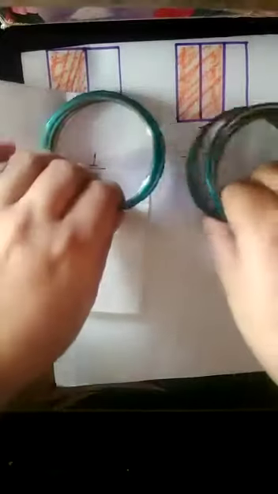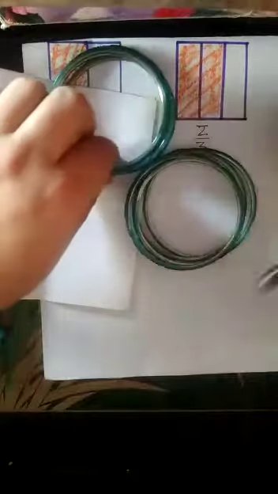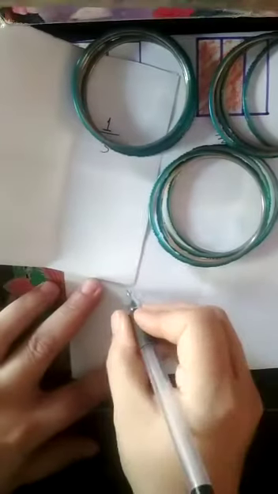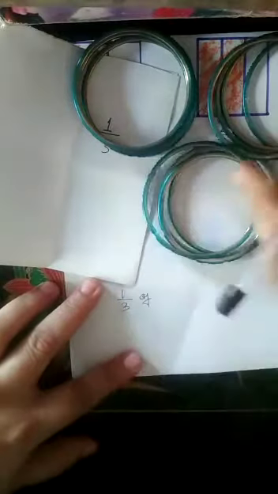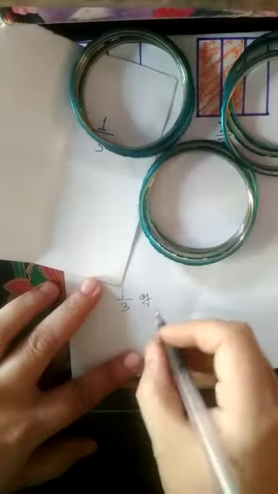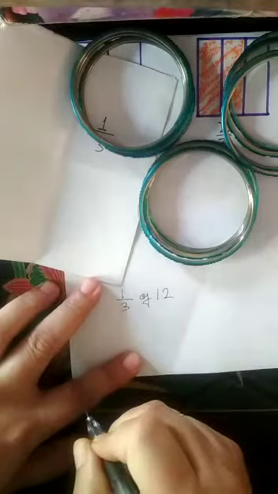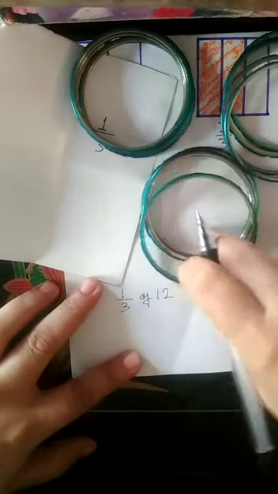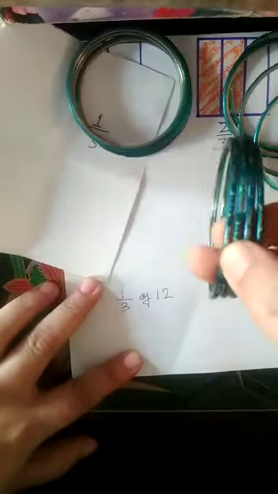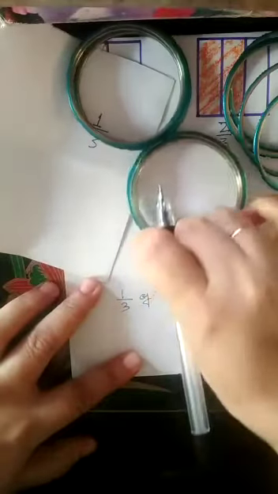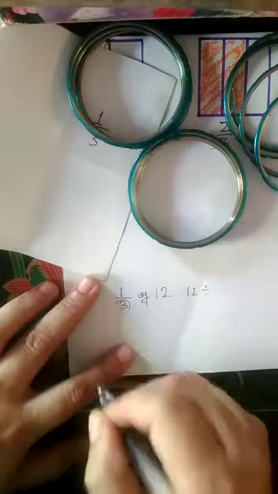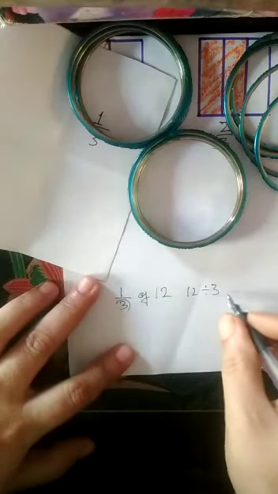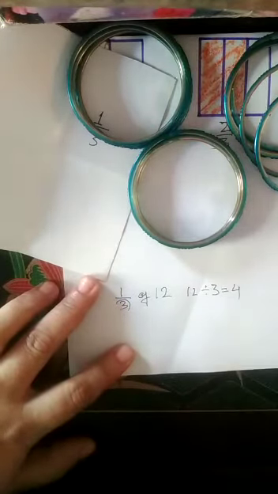But if I want to know the quantity, how many things are in one part, I divided this whole into how many parts? 1/3. But 1/3 of what? Of 12 bangles. So how many come in one part? We can see 4. So how to find out? Divide 12 by the number of parts we divided it into: 3 parts. Divide 12 by 3, you will get 4.